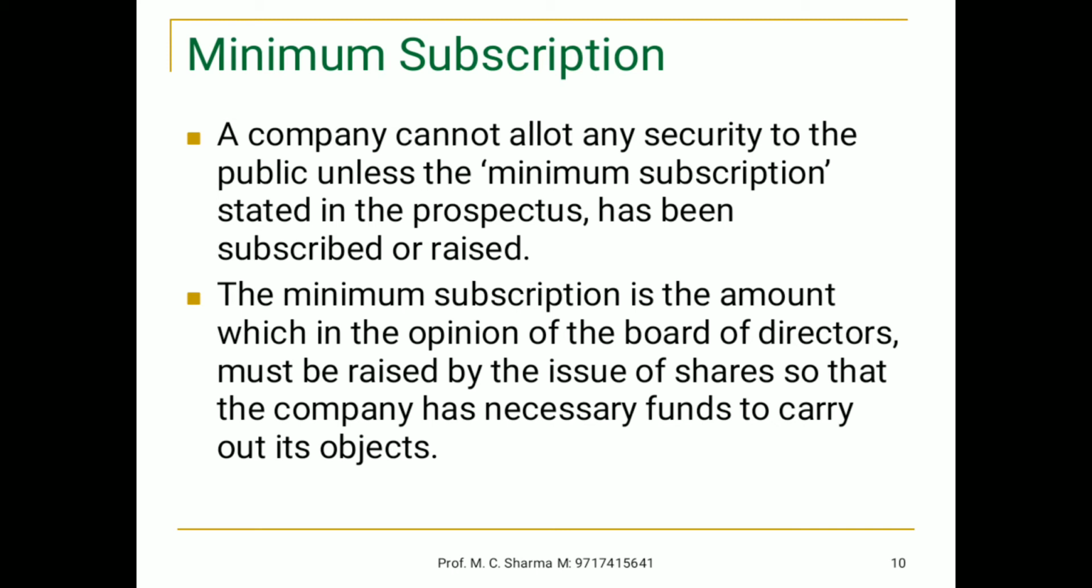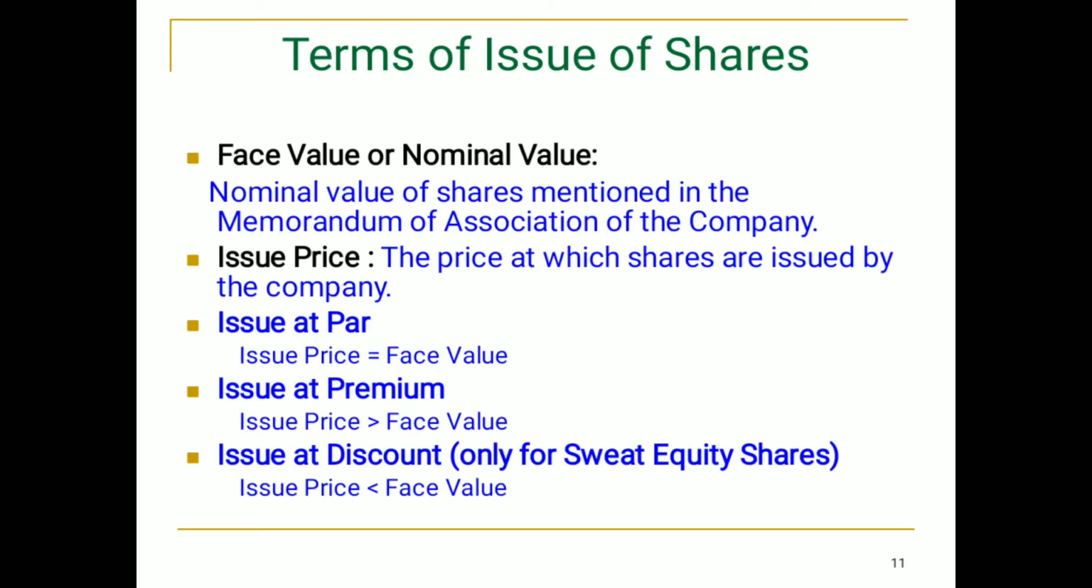A company cannot allot any security to the public unless the minimum subscription stated in the prospectus has been subscribed or raised. The minimum subscription is the amount which in the opinion of the board of directors must be raised by the issue of shares so that the company has the necessary funds to carry out its objects. Again, a part of theory. Let us see the next thing.